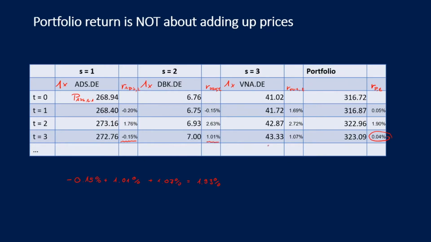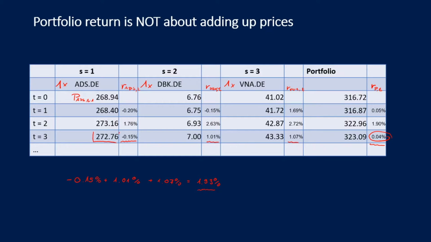And if we now look what really happened to our portfolio, seemingly something goes completely wrong. The portfolio has only gained 0.04%, and that is extremely different towards what we have calculated here. Why does that happen? That happens because Adidas is so extremely expensive.